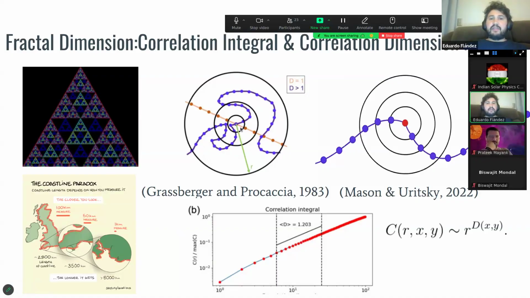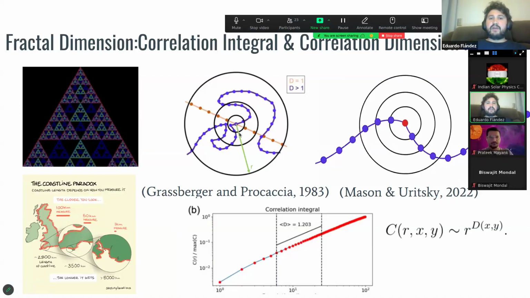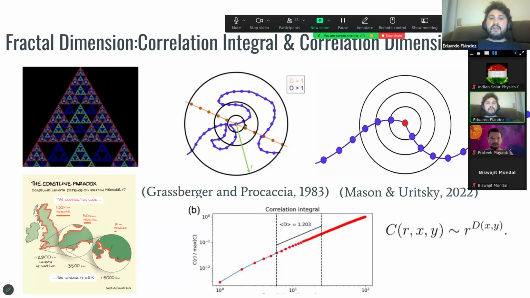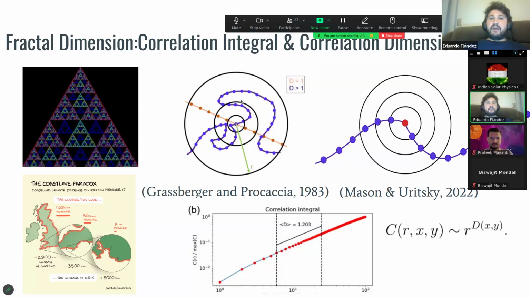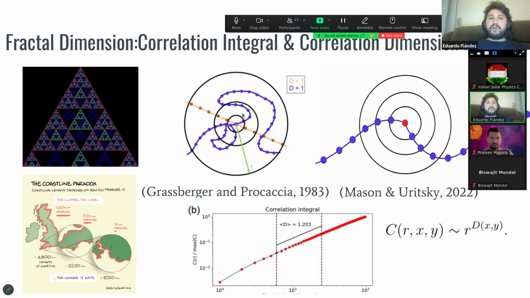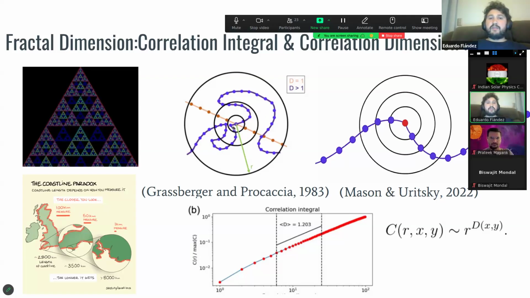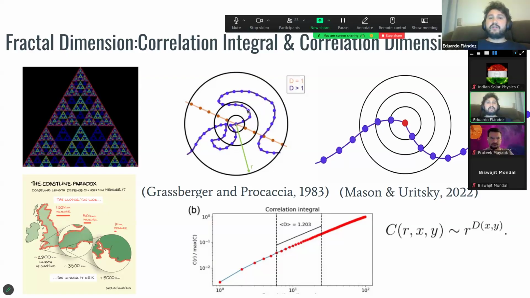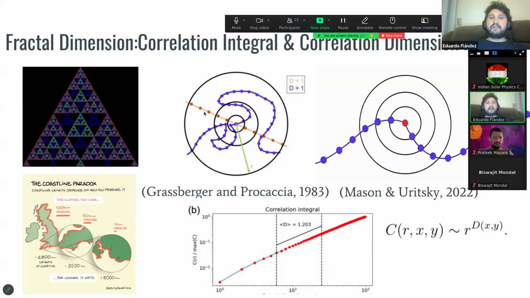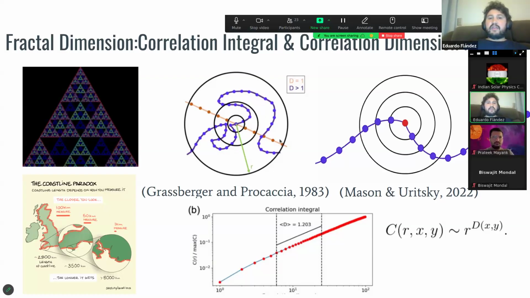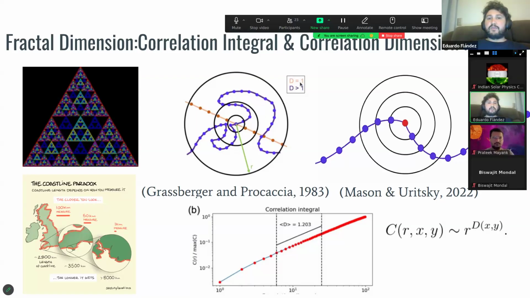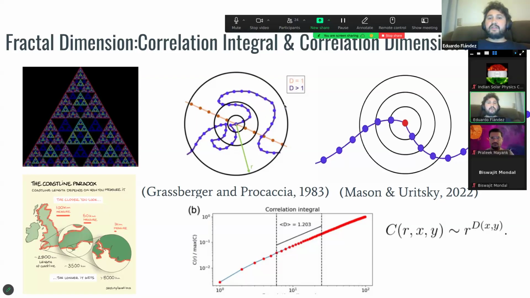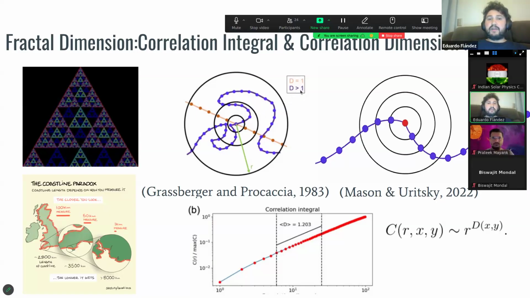In this idea, you have a red line and a blue line. You need to count the number of points inside each circle, and you can identify, for example, that for the blue one there are more points inside the circles. The red line has a dimension equal to 1, but the fractal dimension for the blue one is greater than 1.